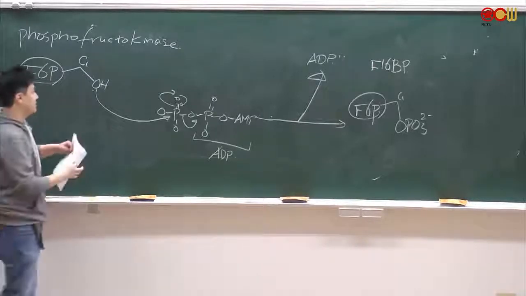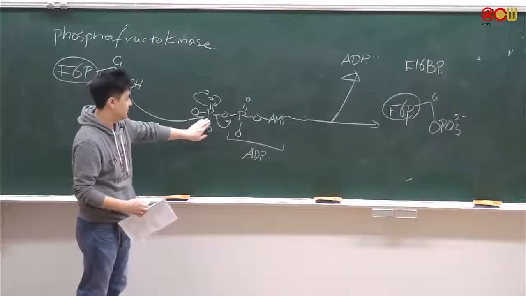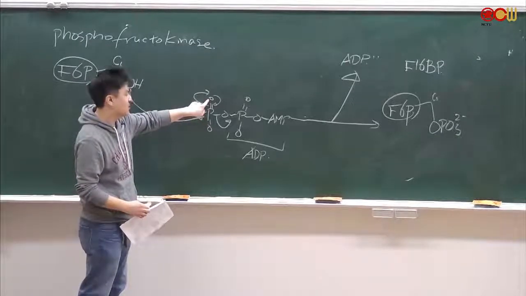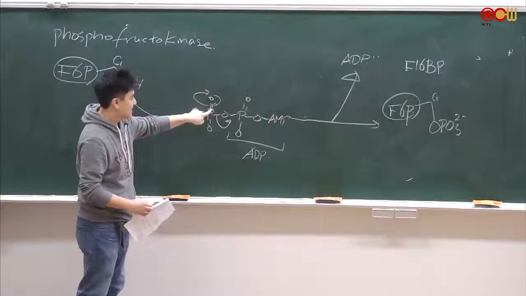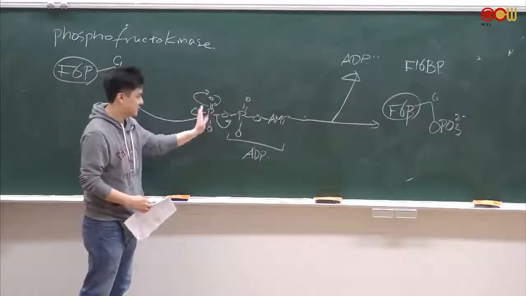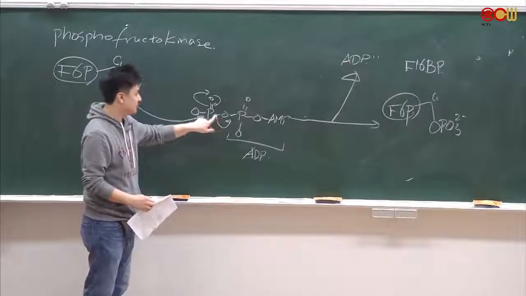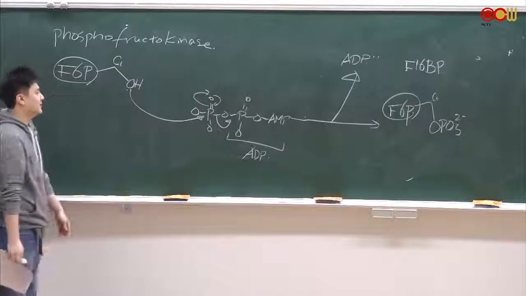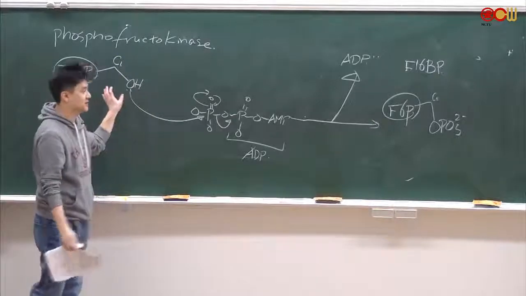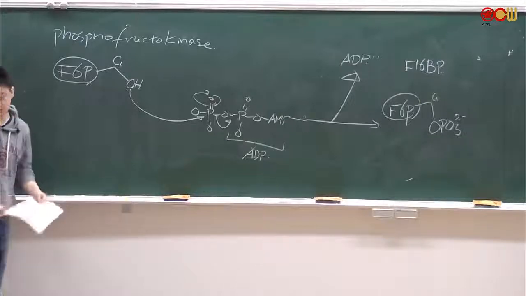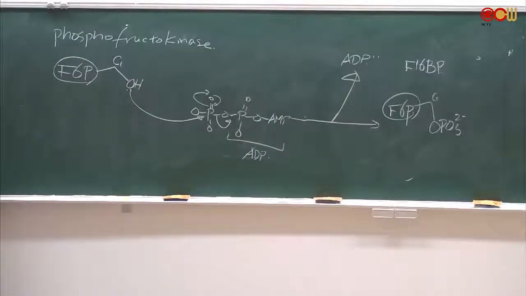So the mechanism's completely identical to the first reaction. You have a nucleophilic attack onto the terminal phosphate on ATP, and then the electrons go up on the oxygen, come back down, and then the bond between the terminal phosphate and the second phosphate on ATP will break. Then you release ADP, and you're left with a phosphorylated sugar. In this case, now it has 2 phosphates. This reaction is actually very important.